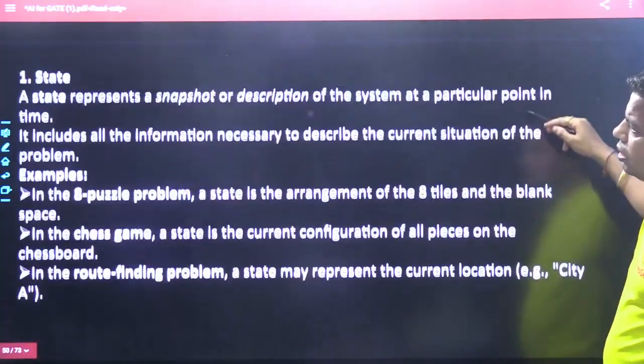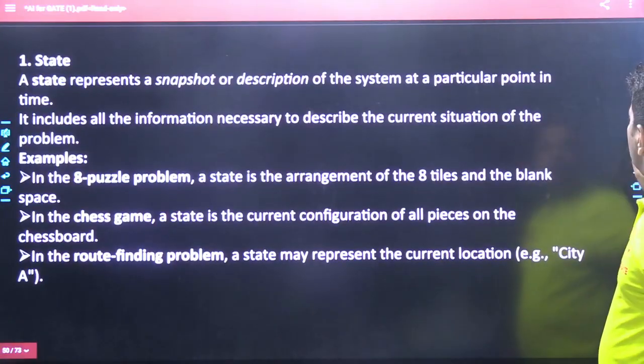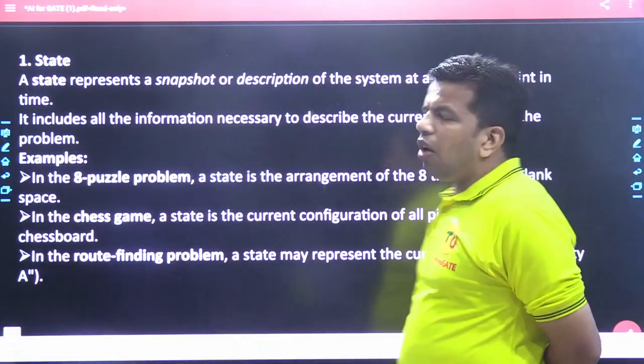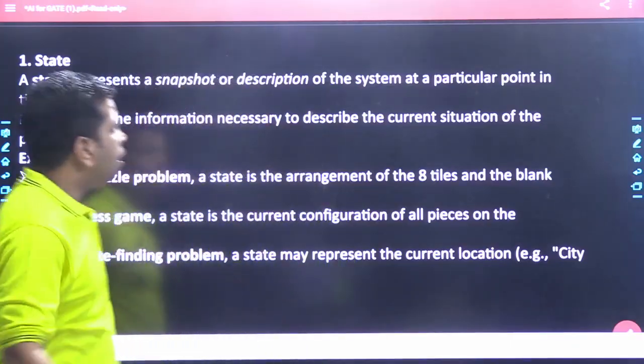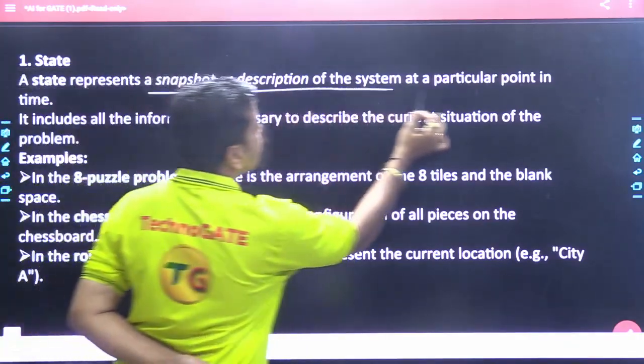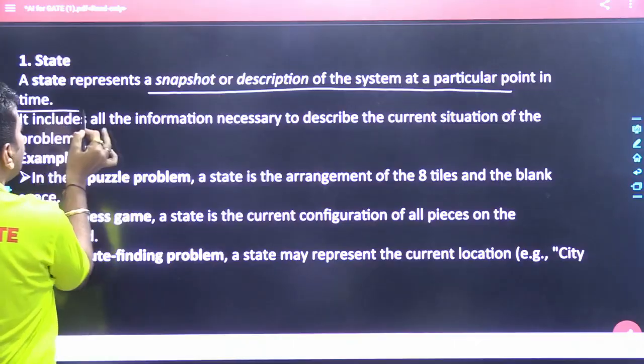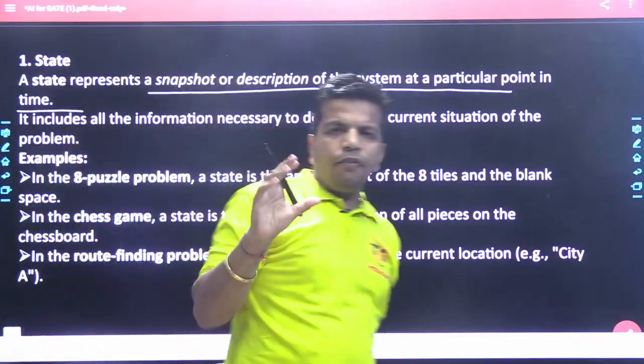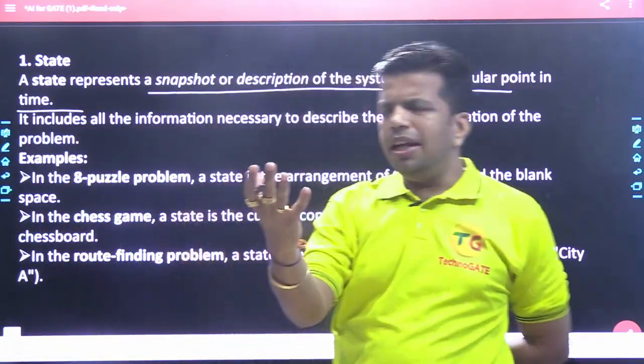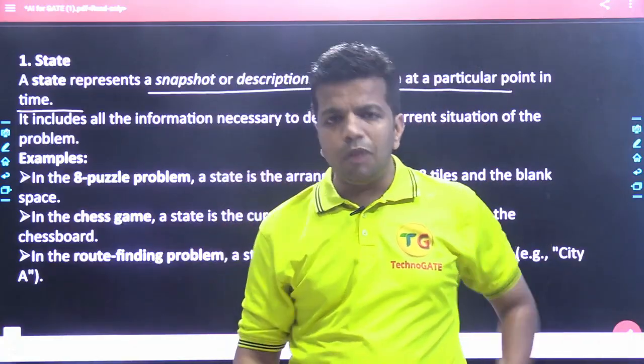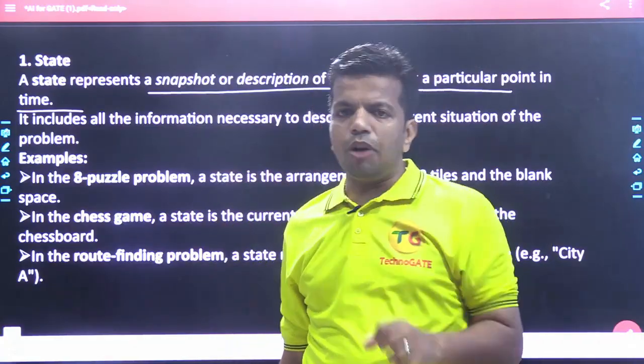Now see here, when someone asks you what is a state, so state is what? It represents a snapshot or description of the system at a particular point of time. It means if you want to solve a particular problem, let us take an example of a puzzle problem. Okay, I am having an 8 puzzle problem.